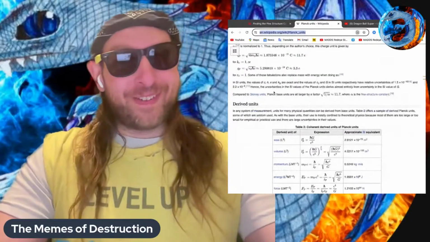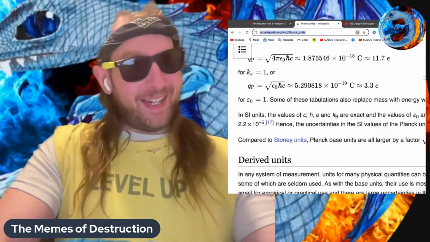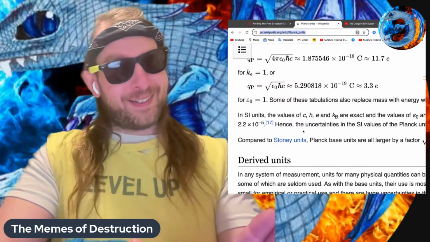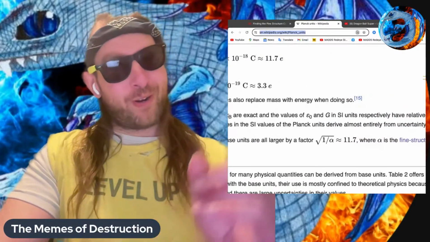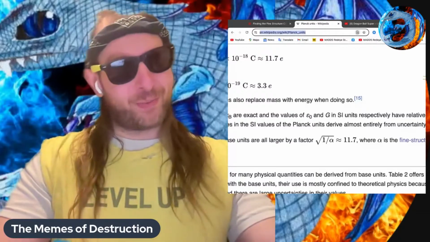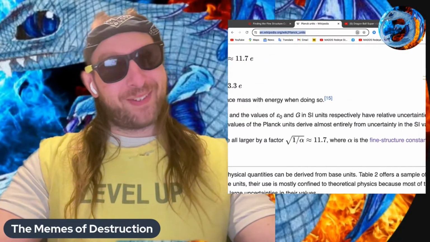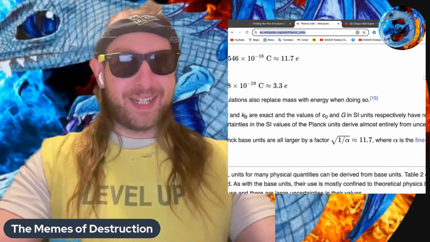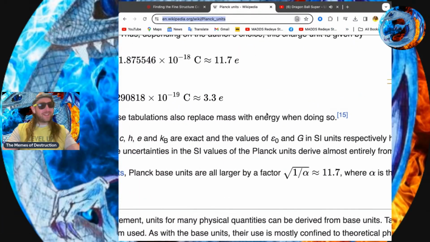I just don't hear folks talk about this much. This is one of the things I found. And the way they explain it is, compared to Stoney units, Planck base units are all larger by a factor of the square root of 1 over alpha, where alpha is the fine structure constant as we know it, equals approximately 11.7. Let me embiggen this. I apologize.